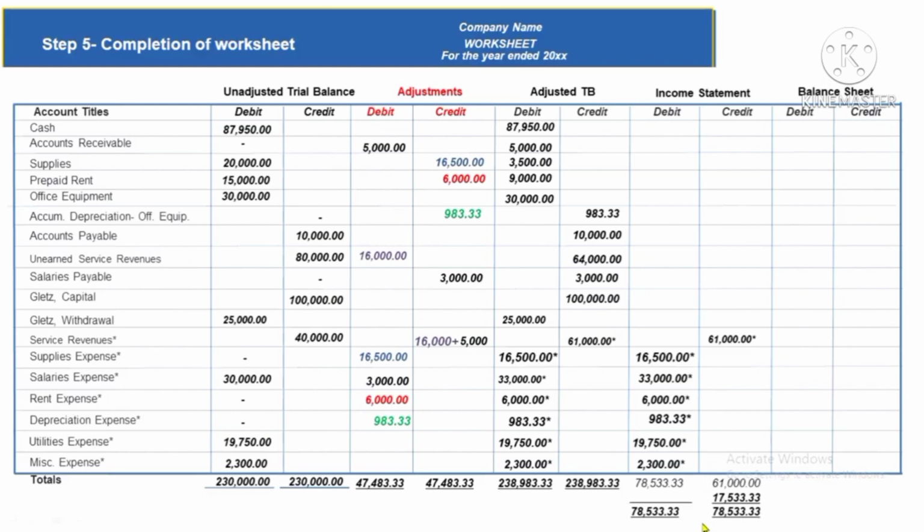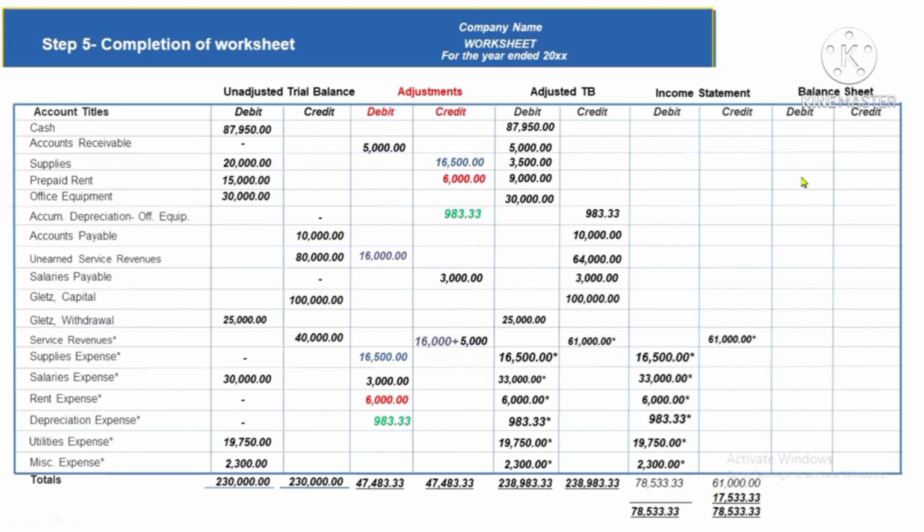But what is the meaning of this, especially this amount? Actually, you know already that the expenses are on the debits, right? And of course, the revenues are on the credits, right? So this means, since the debits are greater than the credits, then that means there is a loss, which is 17,533.33. But if the credits or the revenues are greater on the other hand, of course, the difference of the two will become the income of the company.